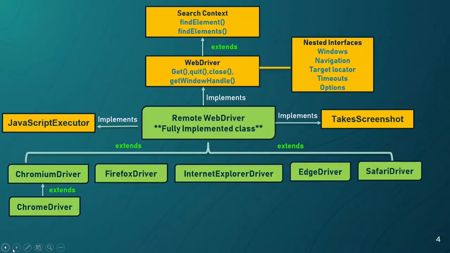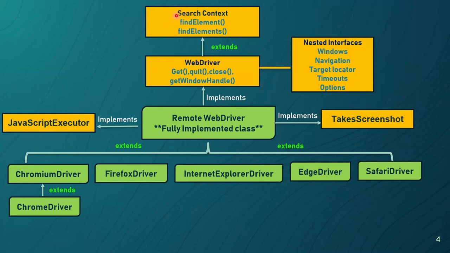So this is the diagram that we have. Selenium provides a large number of classes and interfaces, and we need to understand the hierarchy of classes and interfaces. Now, to understand this hierarchy, we need to have knowledge about the interfaces and the inheritance concept of Java. Now here, you can see this diagram, right?